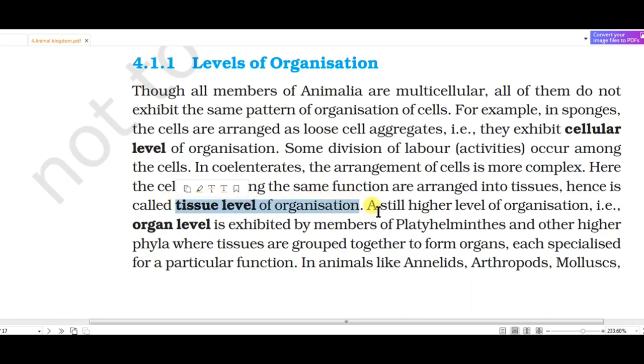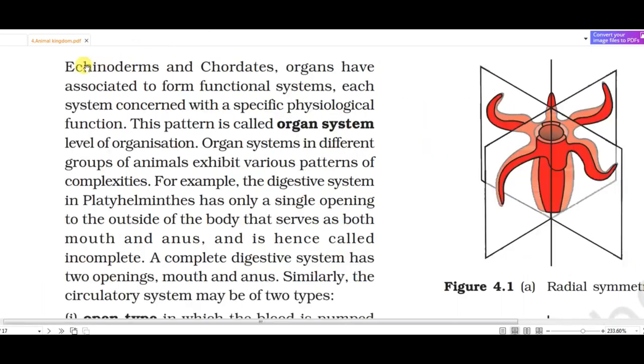A still higher level of organization, organ level, is exhibited by members of Platyhelminthes and other higher phyla, where tissues are grouped together to form organs, each specialized for a particular function, in animals like annelids, arthropods, molluscs, echinoderms and chordates. Organs associate to form functional systems, each system concerned with a specific physiological function. This pattern is called organ system level of organization.